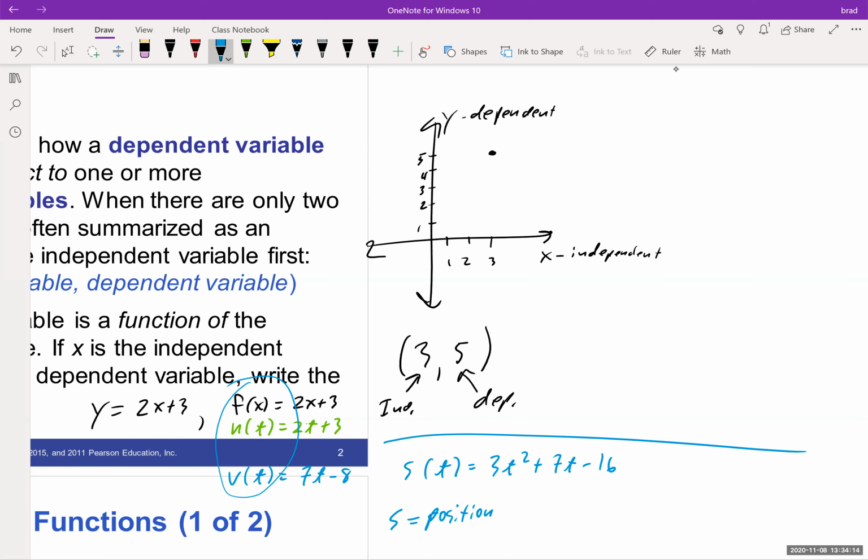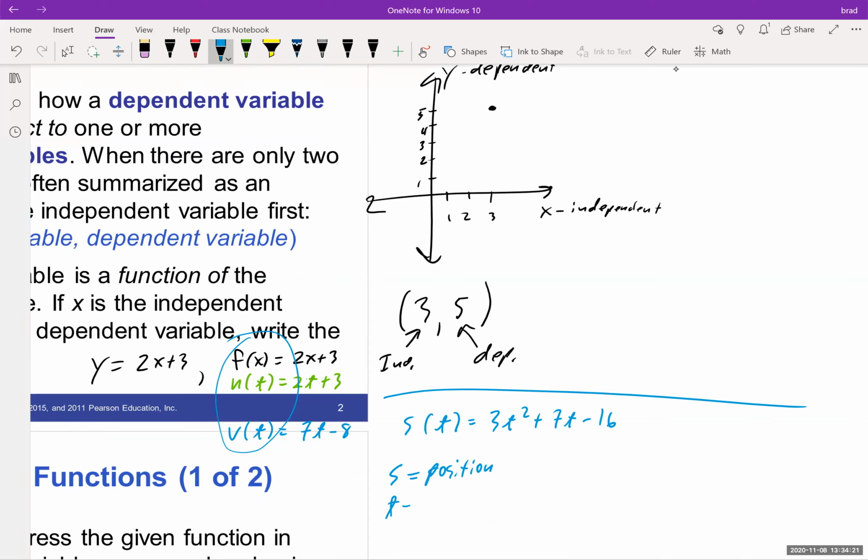Okay, so I would name, oh, s is the position function, and then the position, and then t is the time. And whatever variable is on the inside of this parenthesis, we always consider that the independent variable. So in this case, this would be the independent, and this would be the dependent.